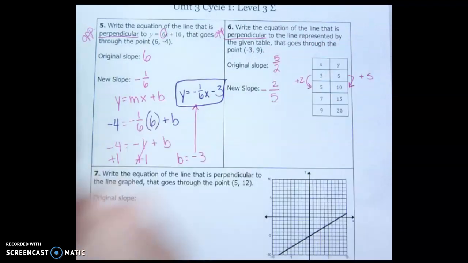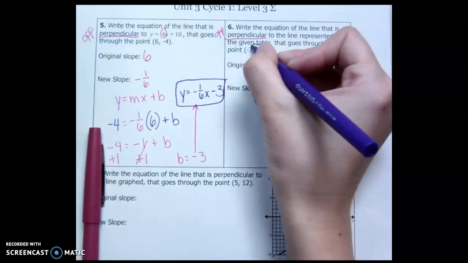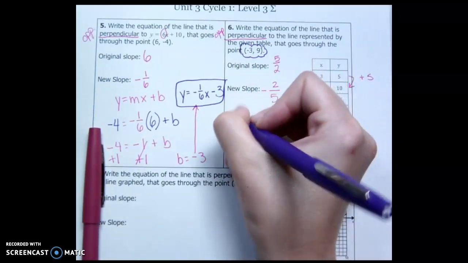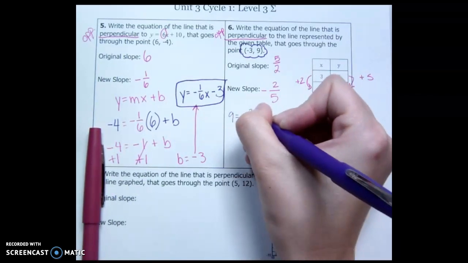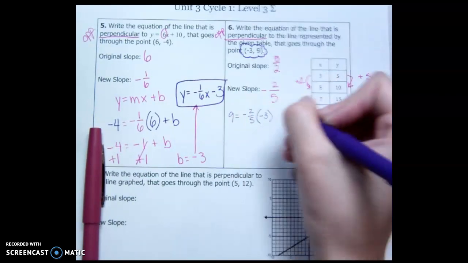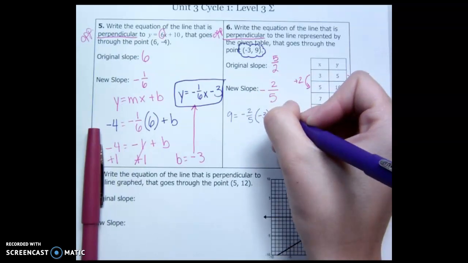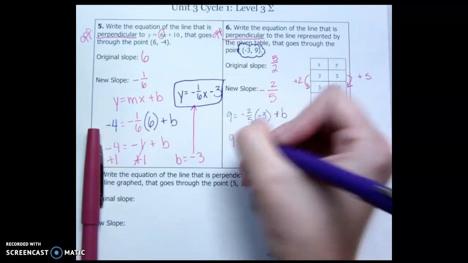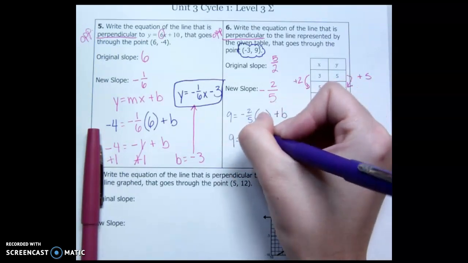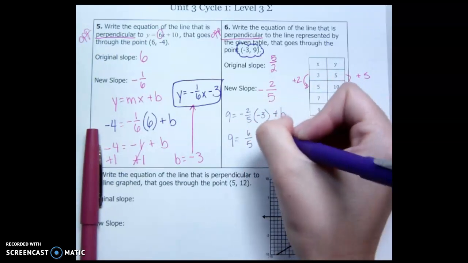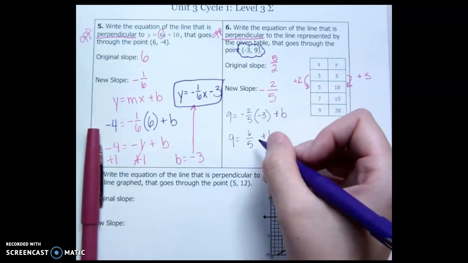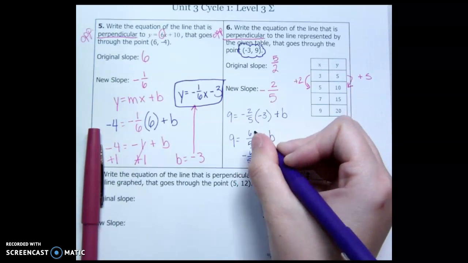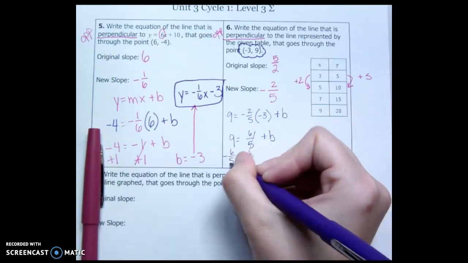Okay, and now it goes through this point. I'm going to do it like I did the last one where I set it up in y equals mx plus b form. So I do 9 equals negative 2 fifths, my x value is negative 3, plus b. I don't know what the b is. So now I have 9 equals, that's positive 6 over 5 plus b. And now I subtract 6 over 5. That cancels out. Subtract 6 over 5.